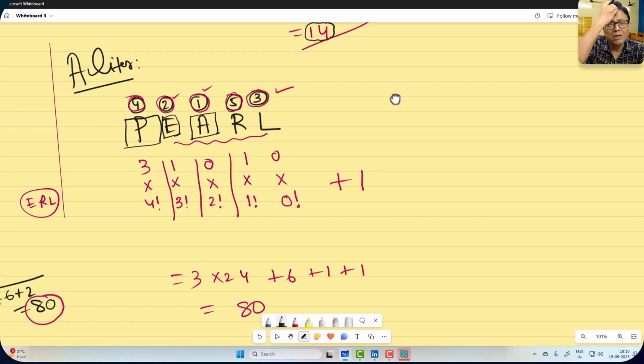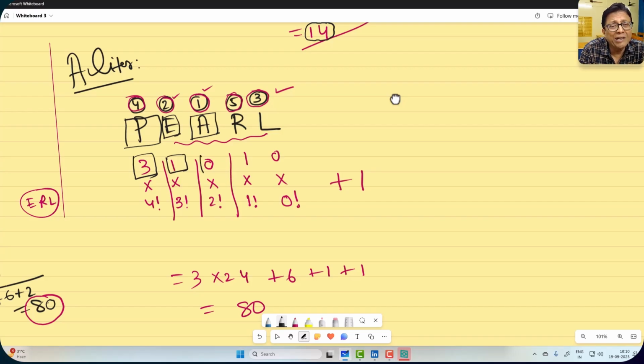No one, because the rank of A is 1, the rank of R is 5, and this one, L, is 3. More than that, so it should take 0 over there. Understood? On the right side of P, 3 letters have rank less than 4, that's why 3. On the right side of P, only 1 has rank less than E, that is 2, that's why 1.